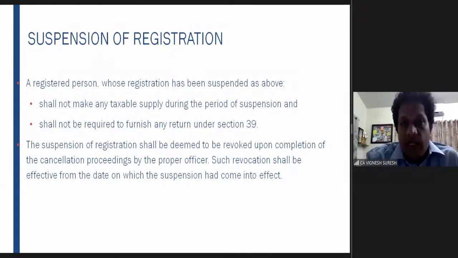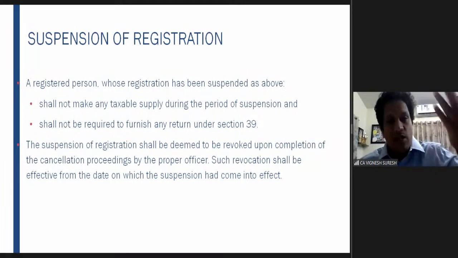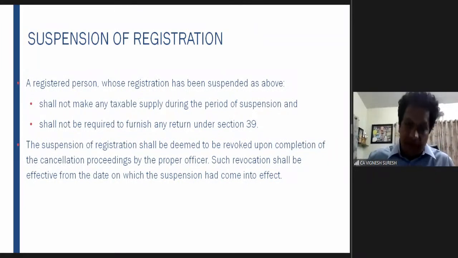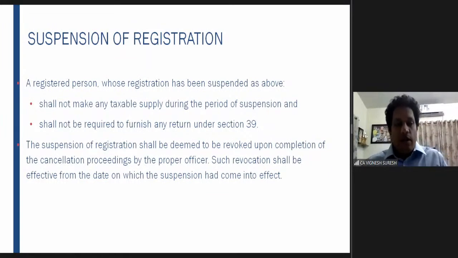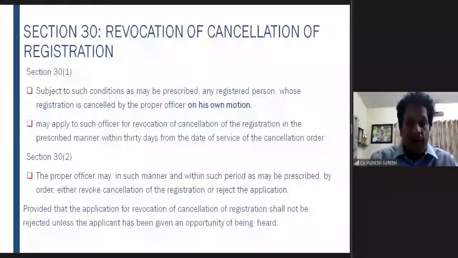Suspension of registration will be deemed to be revoked upon completion of the cancellation proceedings. When I say revoke, that means the suspension will be revoked. That means suspension will no longer be there. Either he can cancel the registration totally or he can restore that registration. Revocation shall be effective from the date on which the suspension has come into effect.